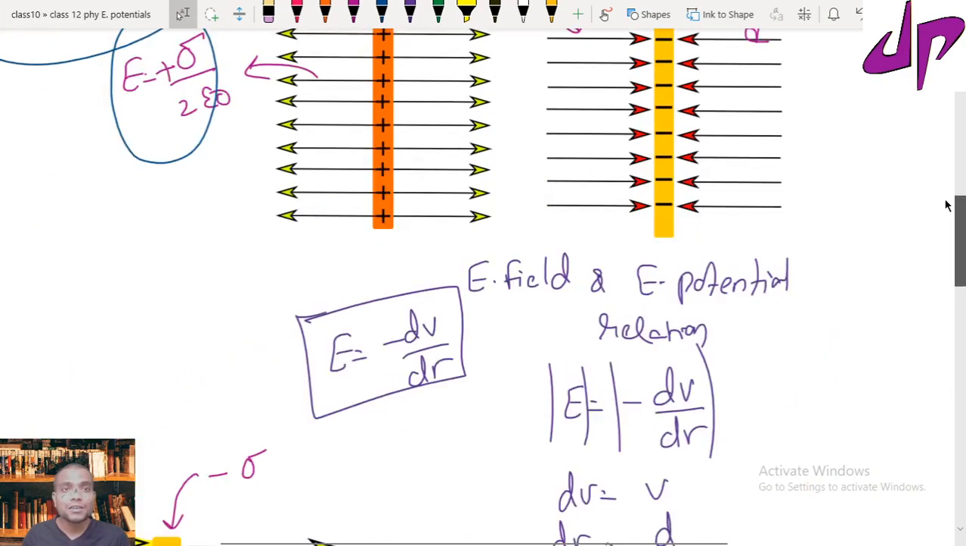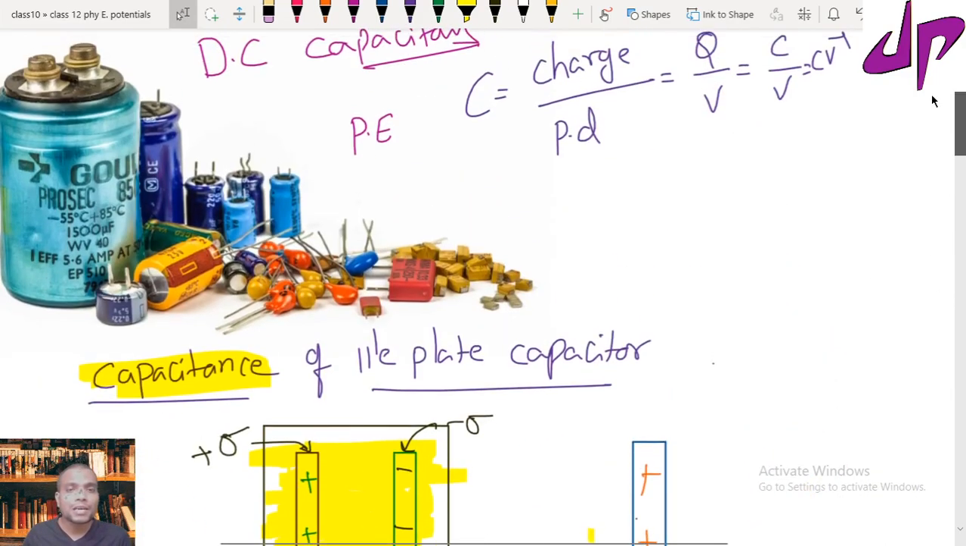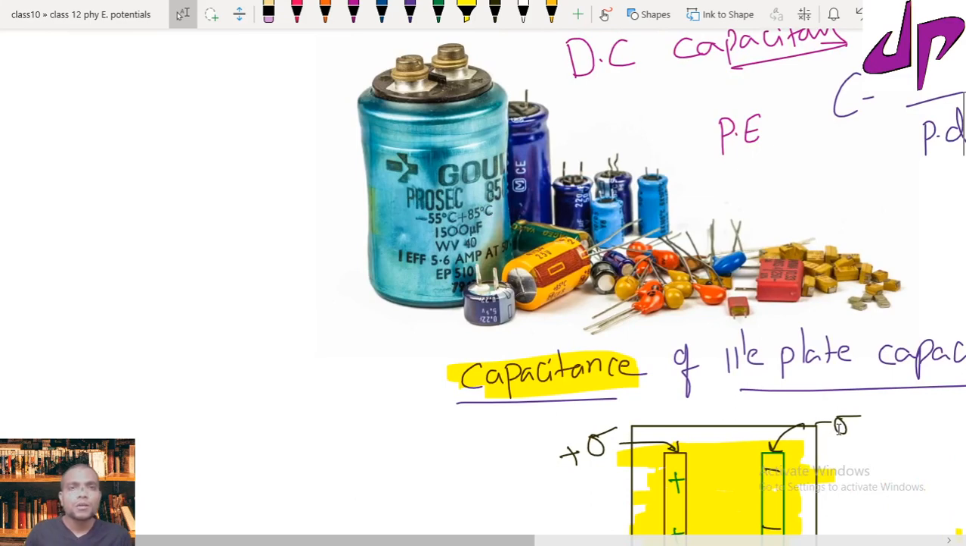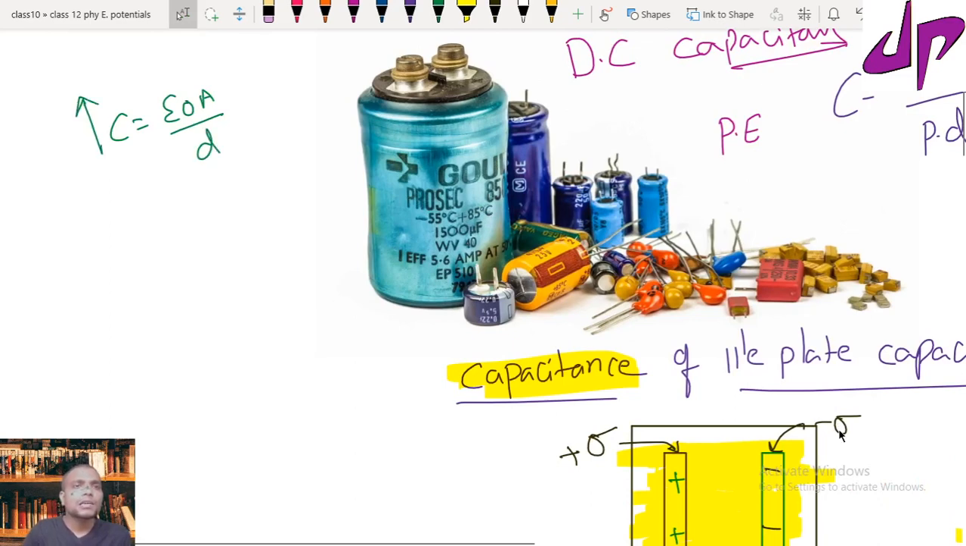So that's the reason why the capacitors have wide varieties and different sizes, because of the capacitance formula C equal to epsilon naught A upon D. To increase the capacitance, either you have to increase the area, or you need to change the medium permittivity, or you need to decrease the distance between them.